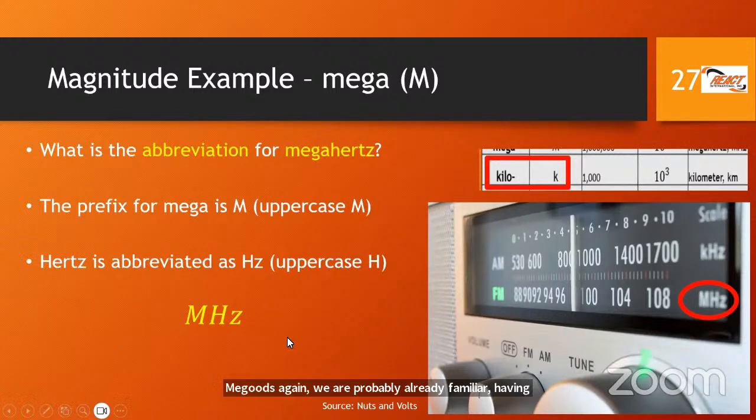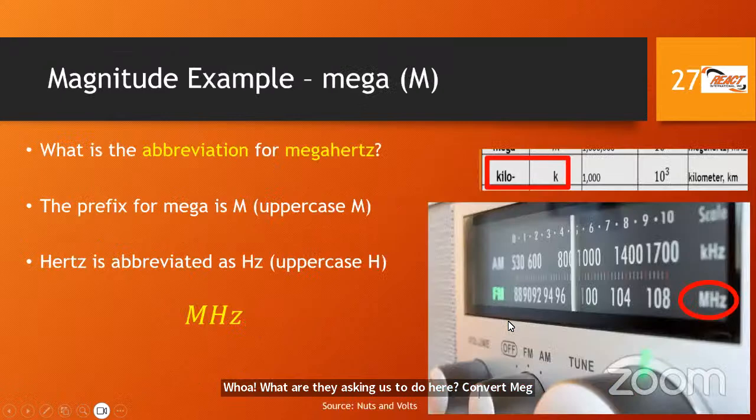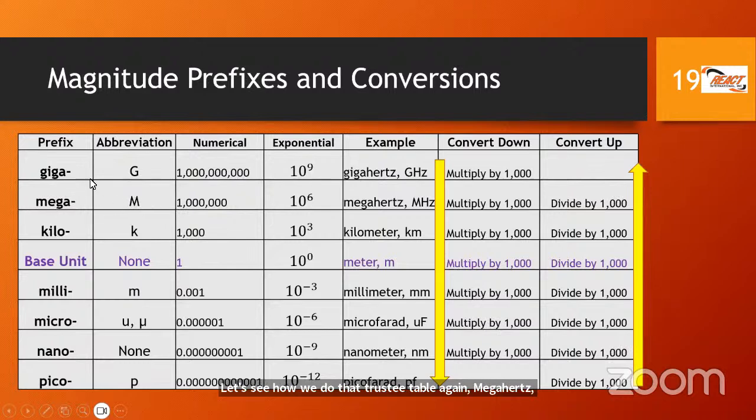So let's do a little conversion again. The question in the question pool is, they have given us a frequency and told us to convert it. They said, convert 3.525 megahertz to kilohertz. Whoa, what are they asking us to do here? Convert megahertz to kilohertz. Let's see how we do that. Trusty table again, megahertz to kilohertz. So we are at the megahertz level, and they want us to go to the kilohertz level.